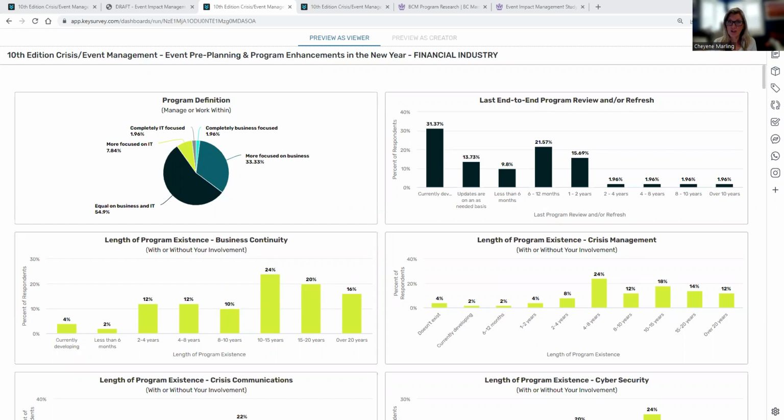I wanted to take the opportunity to highlight our dashboards that have been published to accompany the 10th edition Event Impact Management Report. What you can see in front of you is the 10th edition Crisis Event Impact Management. This is focused specifically on the pre-event planning and program enhancements portion of the report, which is at the end of the report. And this particular dashboard is only focused on the financial industry.